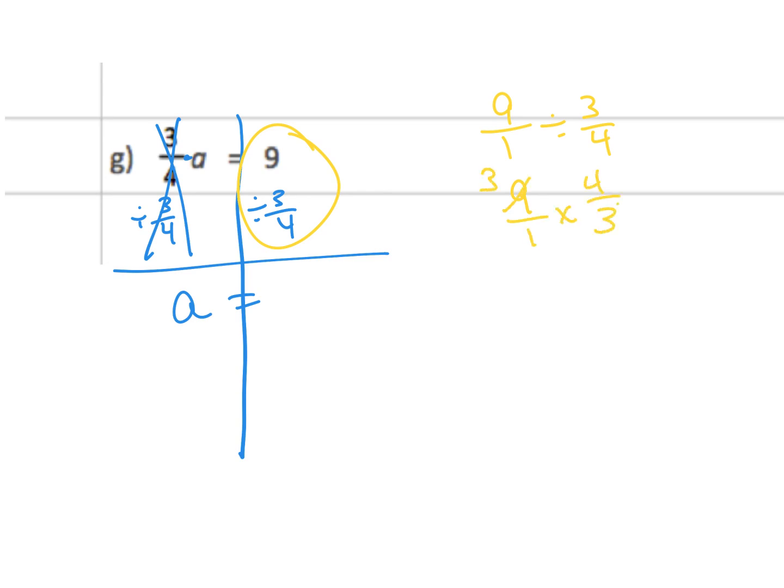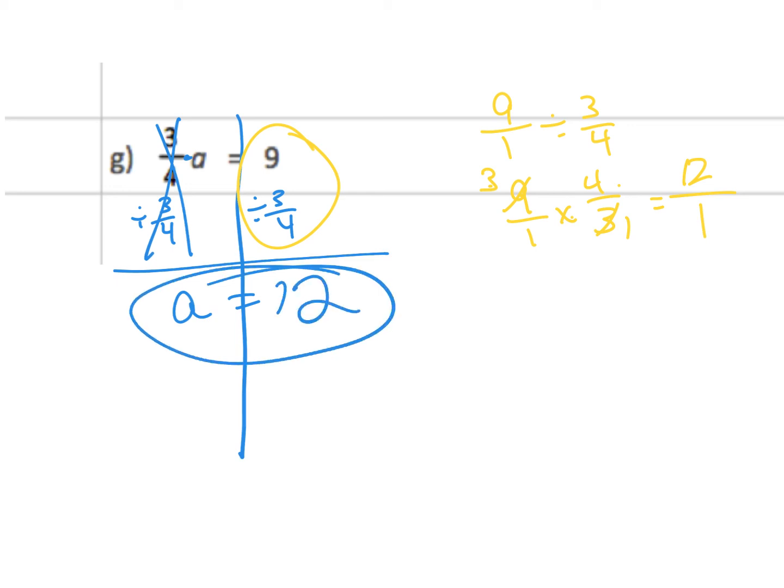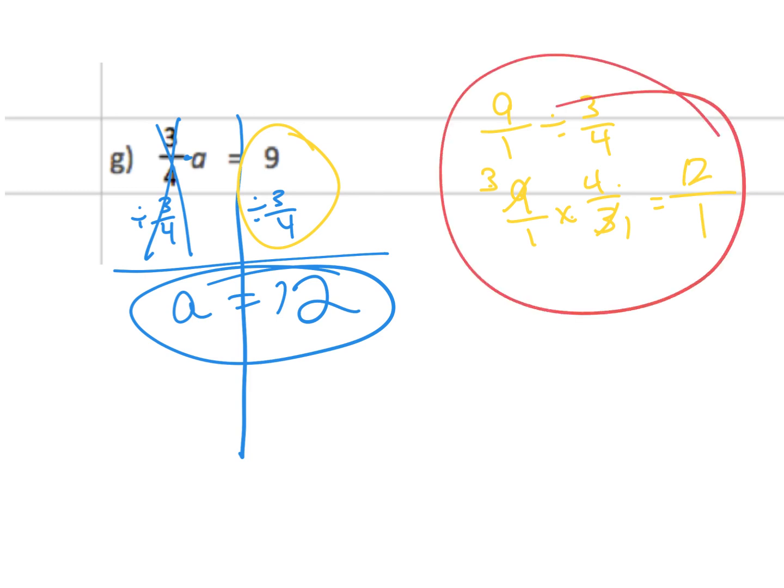I'm going to simplify ahead of time. 3 times 4 is 12. 1 times 1 is 1. A equals 12. And there's our solution. Doing the fraction off to the side is definitely helpful.